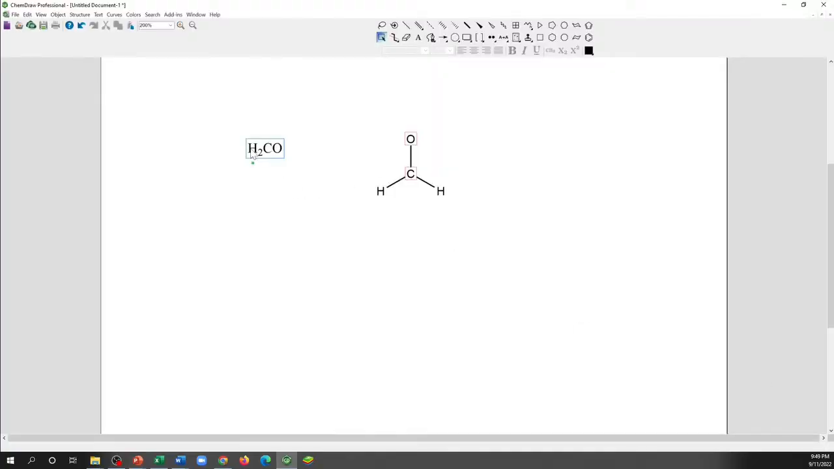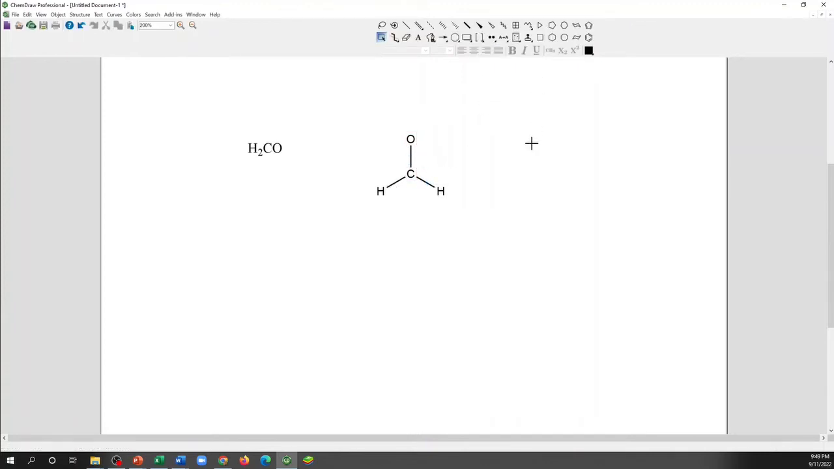If hydrogen has 1, and there are 2 of them, carbon has 4, and oxygen has 6, that's a total of 12 valence electrons that I need to add to this compound. Each of these lines represents a bond or a shared pair of electrons. So of the 12 valence electrons that I have, I've already spent 6 of them. 2 here, 2 here, and 2 here.